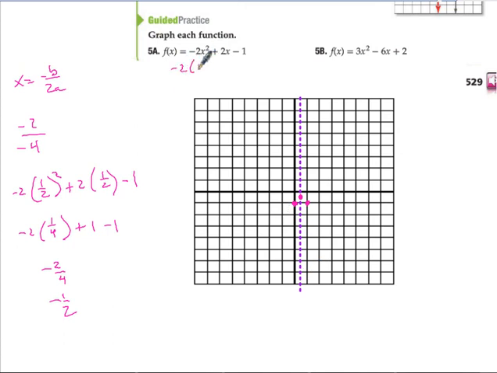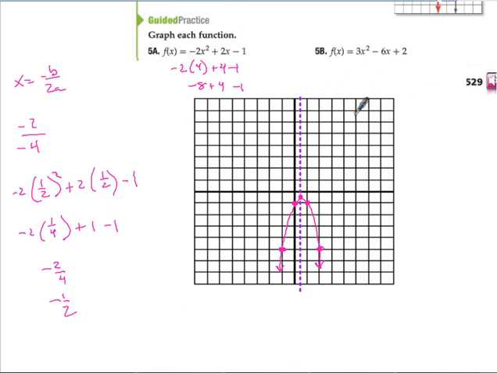Negative 2 times 4 plus 4 minus 1. So that's negative 8 plus 4 minus 1. So that's negative 4 minus 1, which is negative 5. So if I go to 2, I'm going to go down to 5. That gives me another point. I feel a little bit more comfortable now about graphing, now that I have more points. So I connect my dots. And there's my graph. You try to do the same thing for 5b, and I'll get a volunteer in class to go over that one.